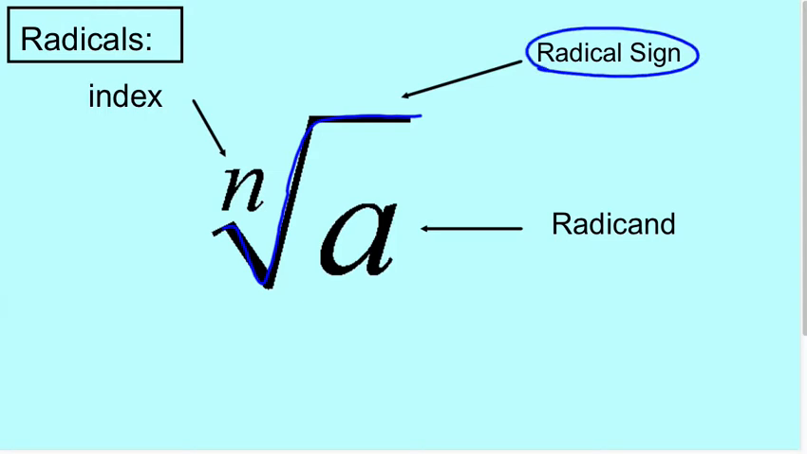The next thing you have is your stuff underneath your radical sign, which is called your radicand. And then there's this little number in front of the radical sign, which is called the index. Now, if there isn't a number there, then you have to assume that's what we call a square root, with an index of 2.